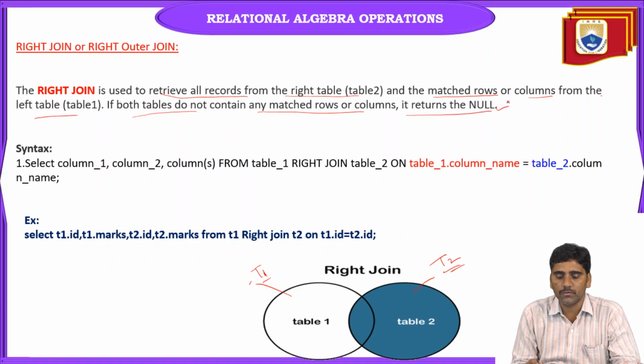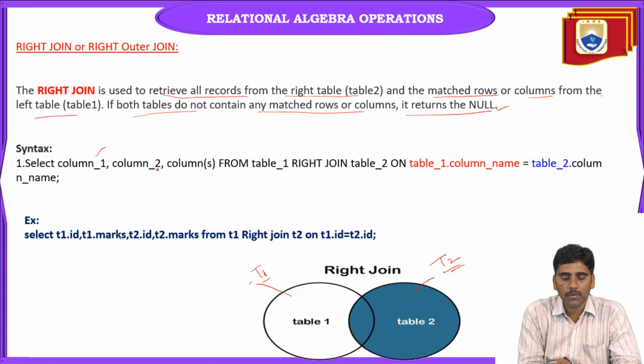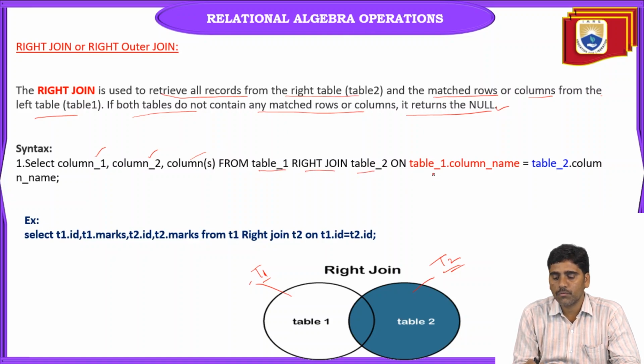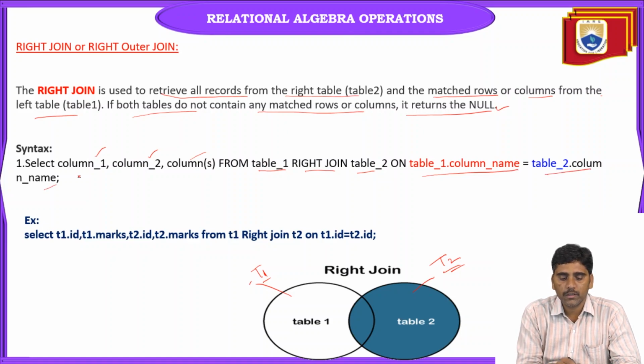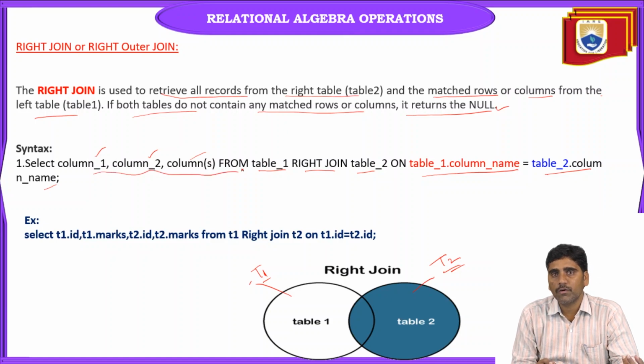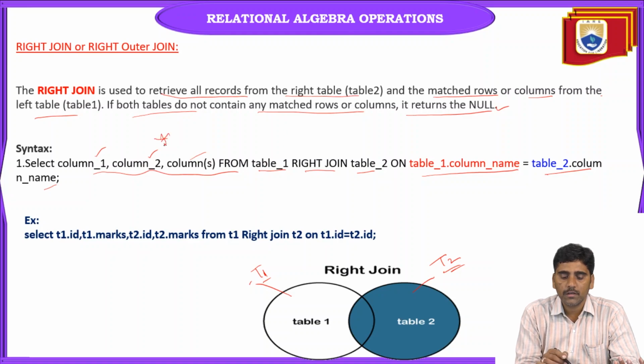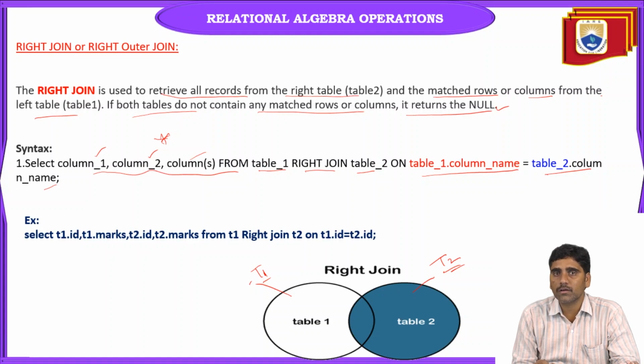It returns null value. So the syntax is what? Select column 1, column 2, up to as many columns as you want to add, from table 1 right join table 2 on table 1.column_name equals table 2.column_name. If you want to retrieve all the columns, you can simply write a star. But if you want to display particular columns, then you must specify those column names.